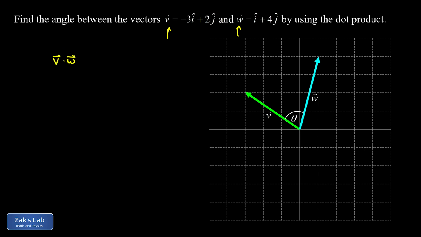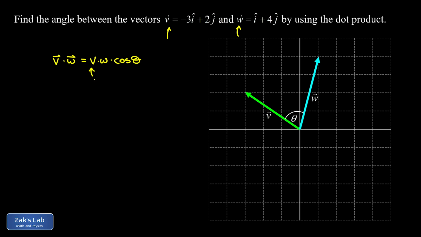And the whole idea of the problem is to use the dot product to get this done. So we remember this geometric definition of the dot product, that if we take v dotted into w, we get v times w, the magnitude of v times the magnitude of the vector w, multiplied by the cosine of the angle between them.